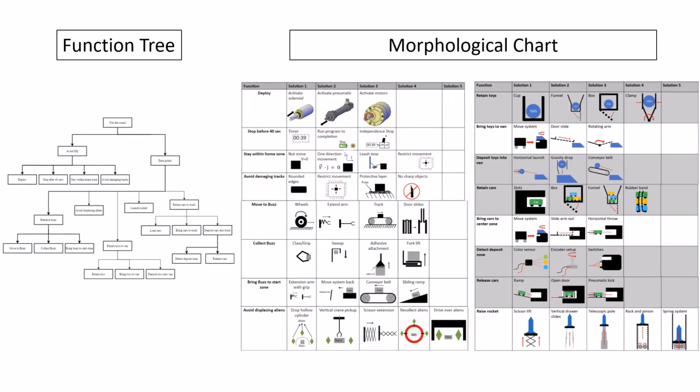Now, with the knowledge and focus necessary to efficiently design a robot to complete the tasks within the constraints of the problem, we move to apply these and come up with specific functions that need to be completed and the methods by which we approach those functions with a function tree and morphological chart.